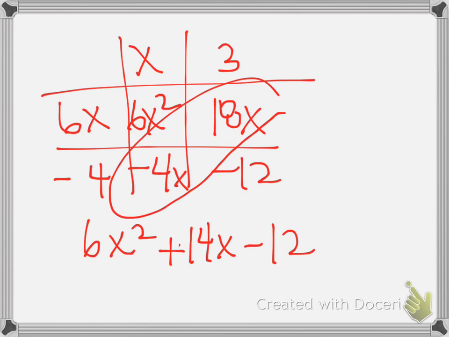This is another way to show the problem. You can make a box and write the answers in the boxes, and the like terms are always on diagonal. So this is the same answer, just another way to look at it.